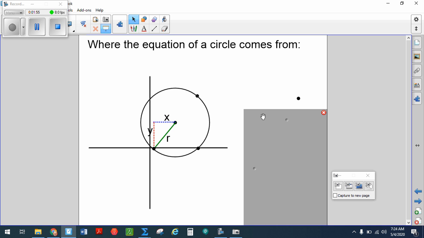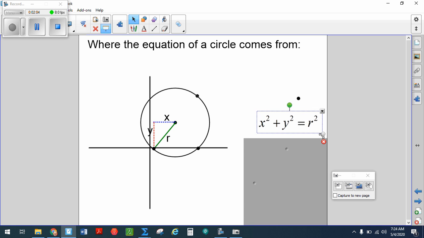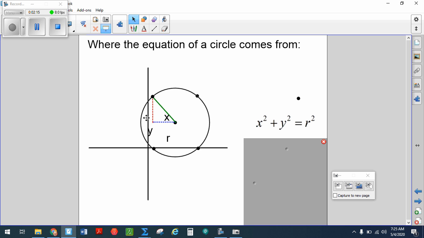So we have this x squared plus y squared equals r squared, and that's true for all these different points. I can put another one up here, drag this green around one more time. X squared plus y squared equals r squared. Okay, so that's true for all these triangles.